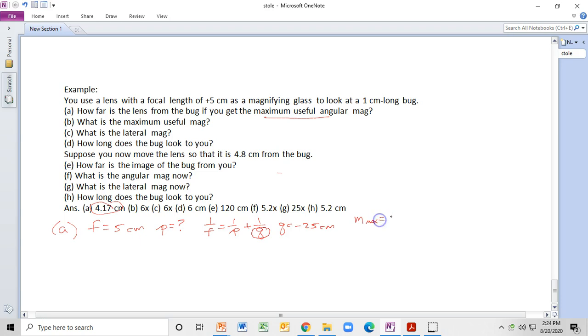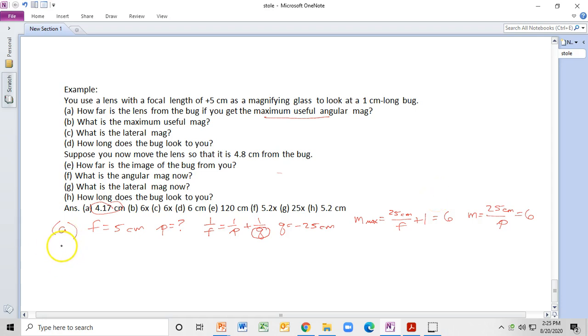But the other way you could do this is, I know that the maximum useful angular magnification I can get is 25 centimeters over f plus 1. So I put in 5 centimeters for my focal length, and I get a magnification of 6. But I also know that I can always find the angular magnification using 25 centimeters over p. So if I just set that equal to 6, I can solve for p and I get 4.17 centimeters. So either way would work.